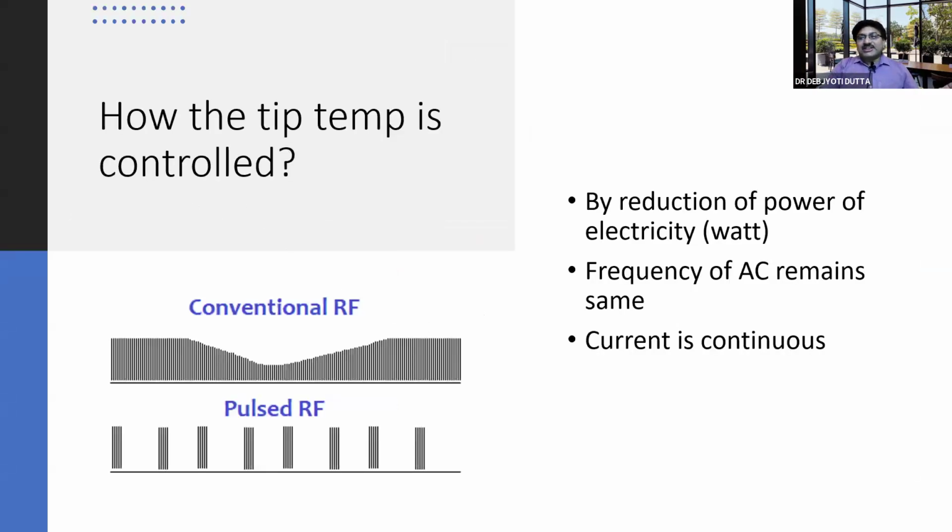Now, how is the tip temperature controlled? It is controlled by reducing the electric current or by stopping it. So, in conventional radio frequency, the current is reduced, but it is continuous. In pulsed radio frequency, the heat is controlled to 42 degrees Celsius by giving pulsed electric currents. There will be a gap and there will be certain pulses. But remember, pulsed radio frequency is a completely new technology, and its action is neuromodulation. Pulsed radio frequency does not cause any neuroablation.